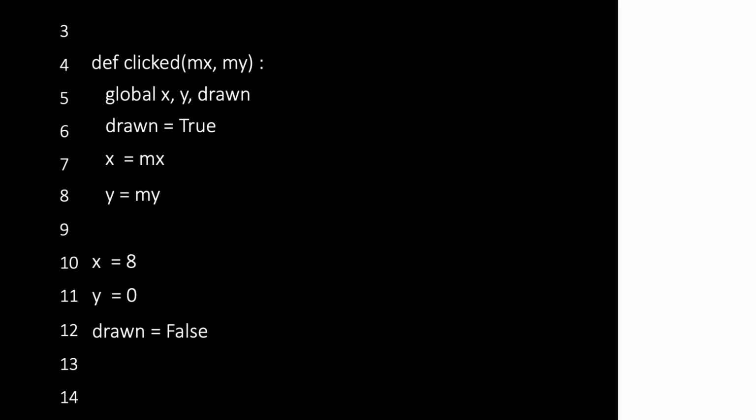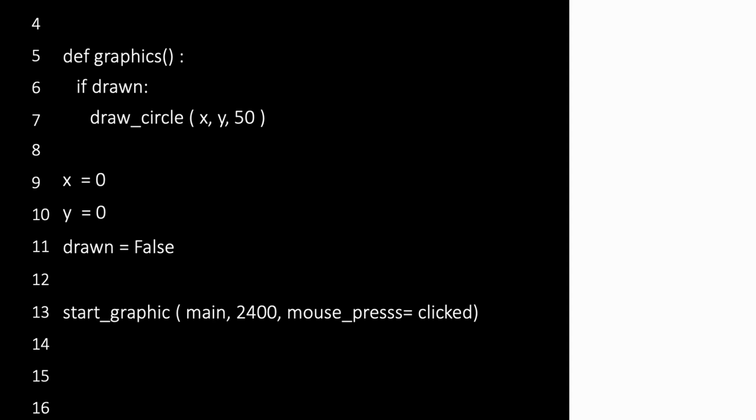In this example, we again have a function named clicked. It takes two parameters, mx and my. Remember, they denote the coordinates of the mouse where it is clicked. We also have a function called graphics that draws a circle with x and y as its center and 50 as its radius. It does so only when the value of the drawn variable is true.